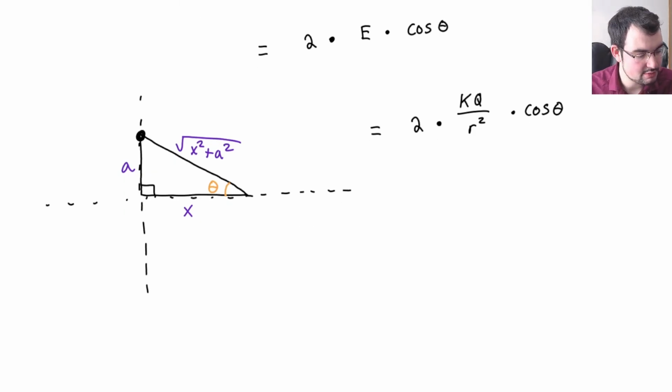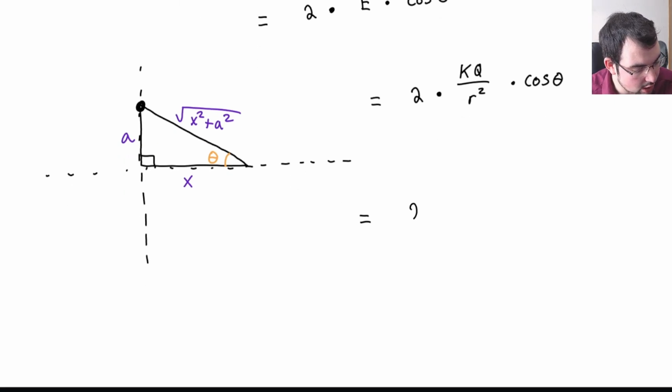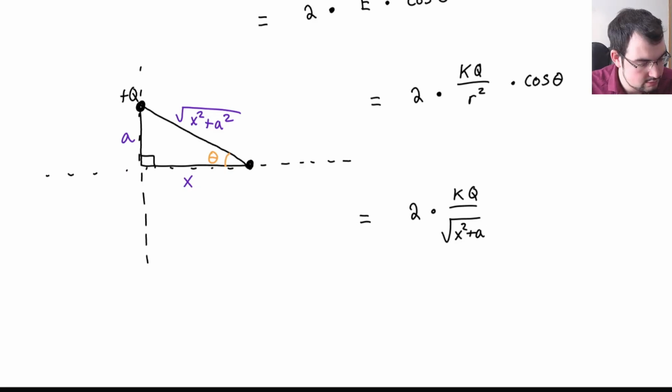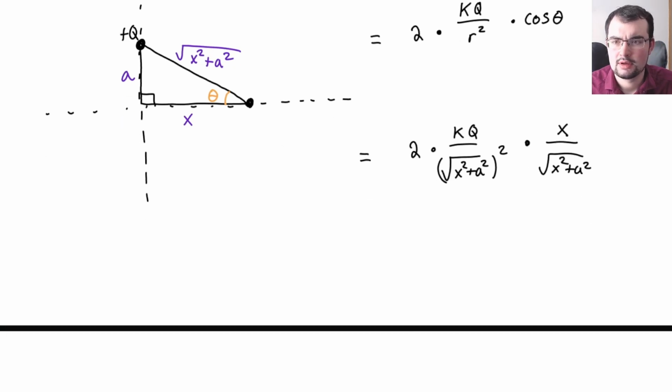And now we just got to do some substituting. So again, r is the distance between the observation point and the charge generating the field. So that distance is going to be the Pythagorean theorem distance, so that's the one that gets squared. And then cosine is defined as the adjacent side, so x, because that touches theta, and then the hypotenuse. So now we can just simplify.